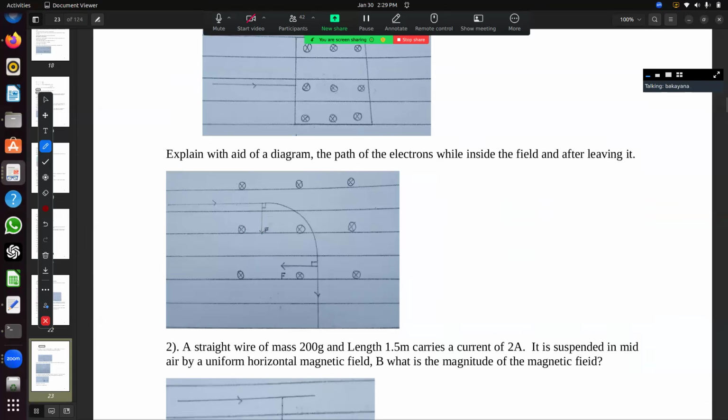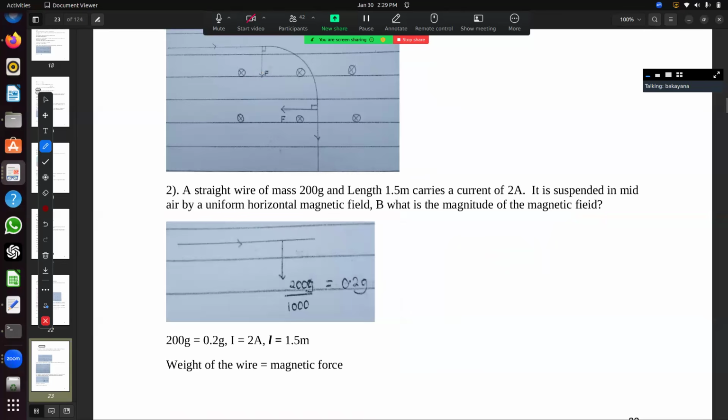So we've talked about that. Then some applications: a straight wire of mass 200 grams, which is the same as 0.2 kilograms, and length 1.5 meters carries a current of 2 amperes, suspended midway by a uniform horizontal magnetic field B. What is the magnitude of the magnetic field? So this one is suspended midway.